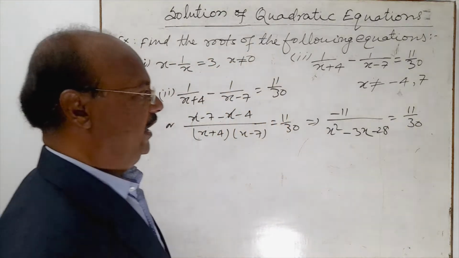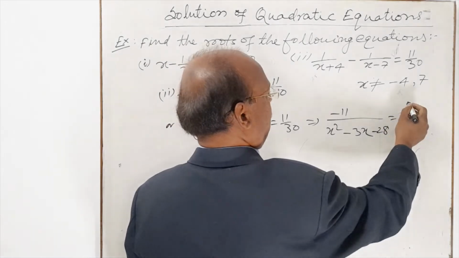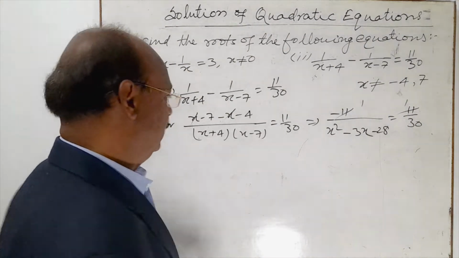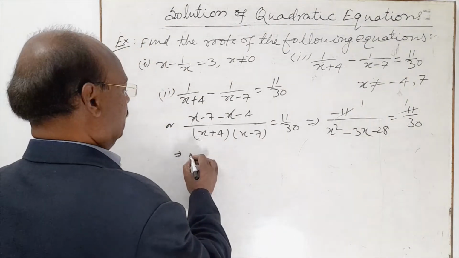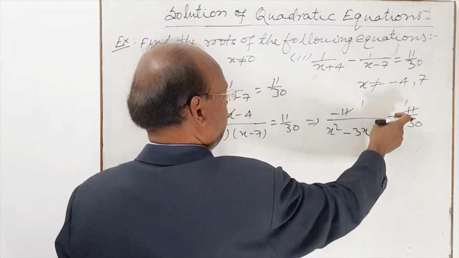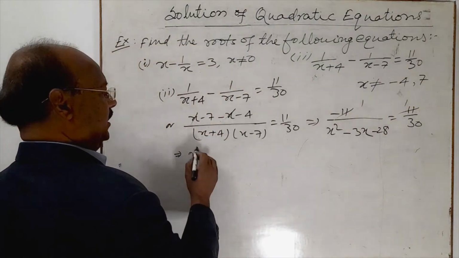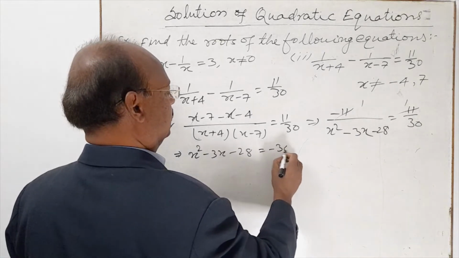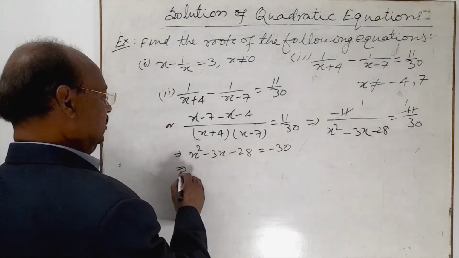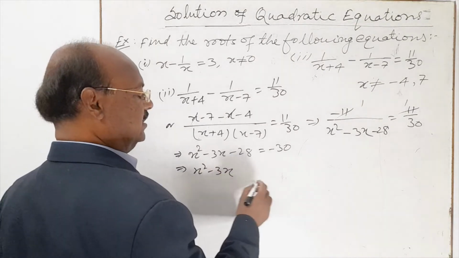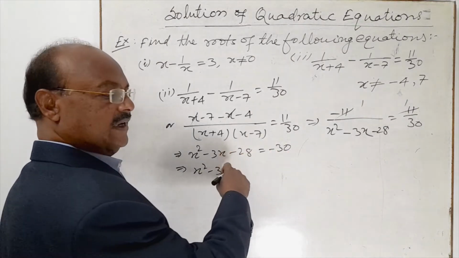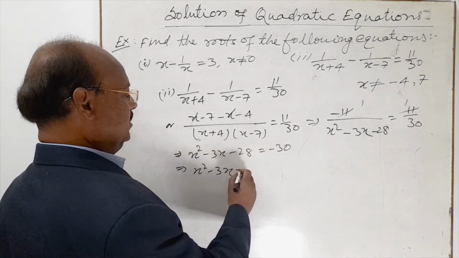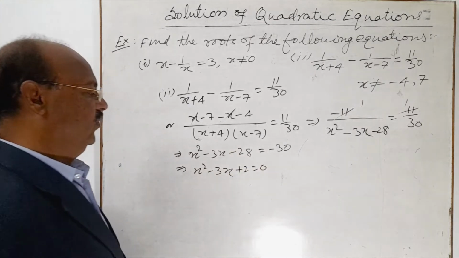Correct? And these two 11s will be cancelled out, 1, 1. Correct? Now cross multiplication. So when this denominator is cancelled out and multiplied with this one, you will get x square minus 3x minus 28 is equal to minus 30, or x square minus 3x, this 30 will be transferred to the left hand side, it will become plus 30. So plus 30 minus 28, that is 2, is equal to 0.